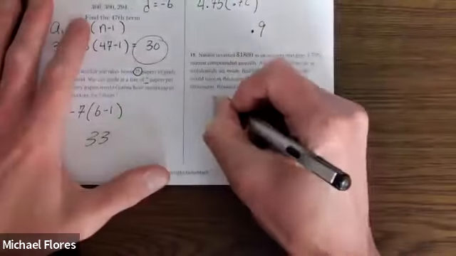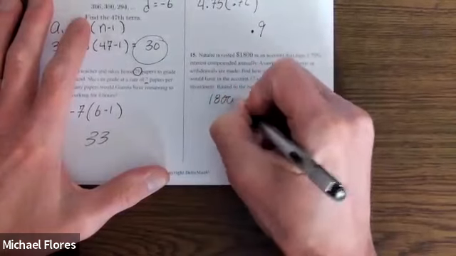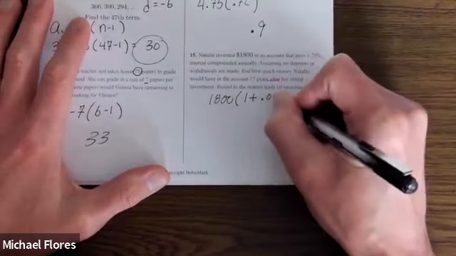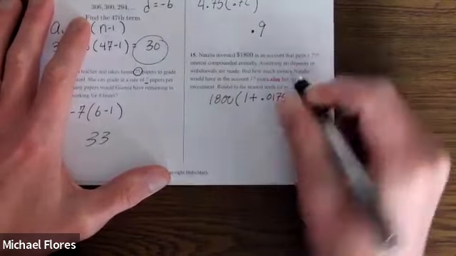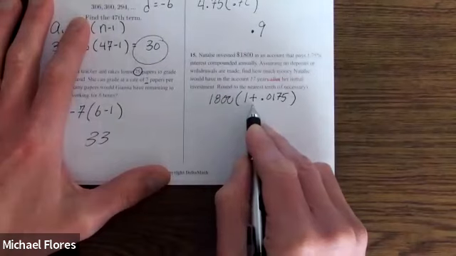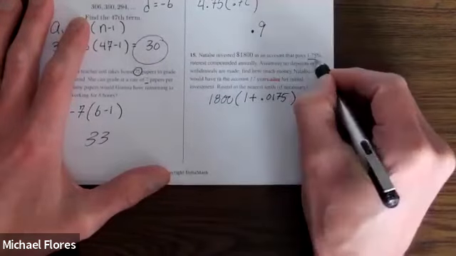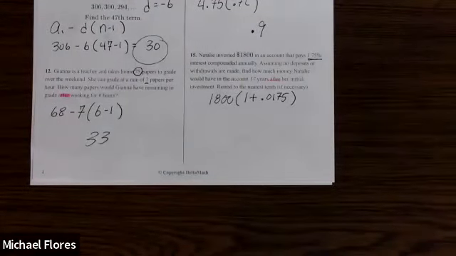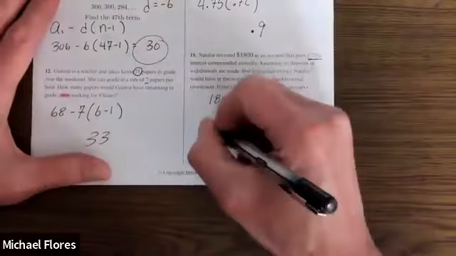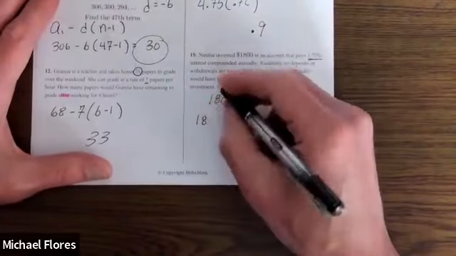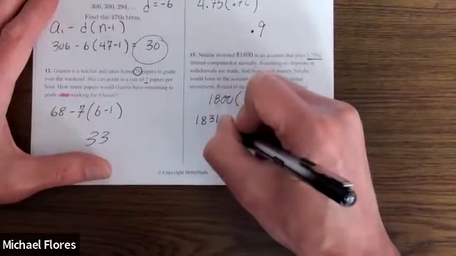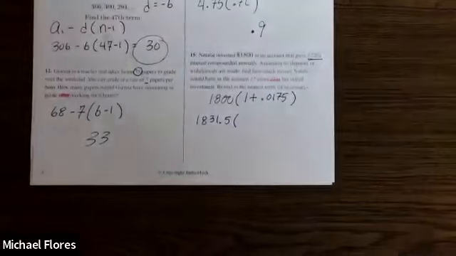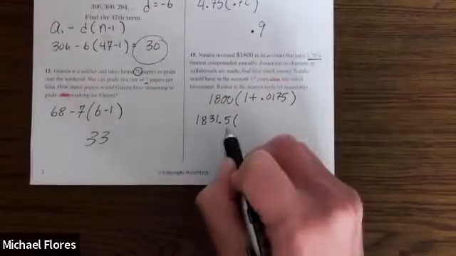So start with 1,800 and multiply that by 1 plus 0.0175. 1 plus, always use 1 plus in this format. 0.0175, that's the rate converted into decimal format. Okay, if you plug this in your calculator and solve, you would get 1831.5. This is how we want to now start the remainder of this problem. 1831.5. This is the amount after the first year.